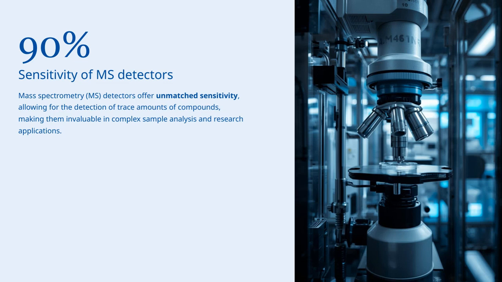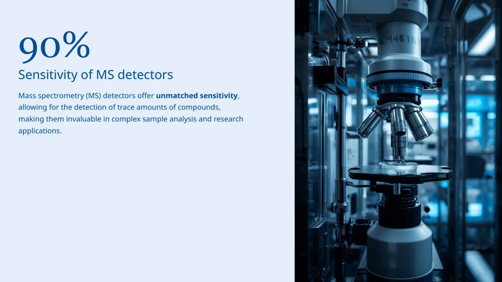Now, let's talk about the sensitivity of mass spectrometry detectors. They are incredibly powerful tools, offering unmatched sensitivity in detecting compounds. In fact, they can identify trace amounts of substances that might be just parts per billion or even trillion. This high level of sensitivity is what makes MS detectors so invaluable, especially when dealing with complex samples where targets are present at very low concentrations.